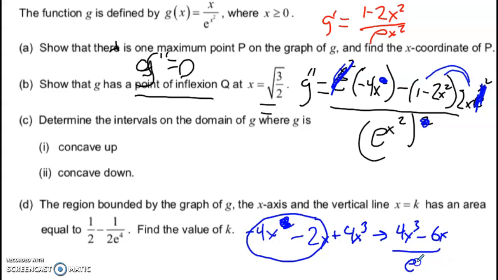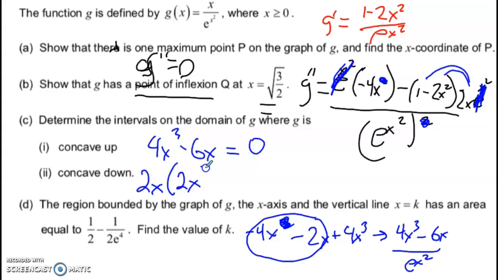All over this e to the x squared. But again, I want to know when this is 0, so I really only care about when the top is 0. So 4x cubed minus 6x equals 0. I would factor this again. I would take a 2x out, which would leave me 2x squared minus 3x equals 0. I get 0 here again, which doesn't help me. And then I would solve this piece for 0.